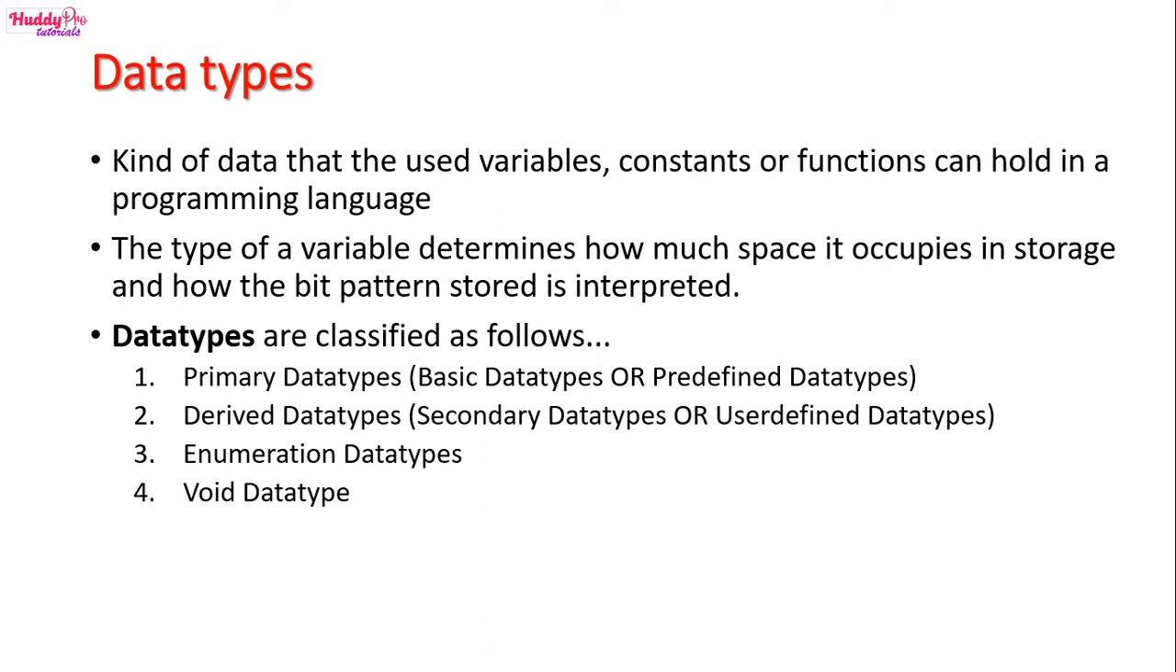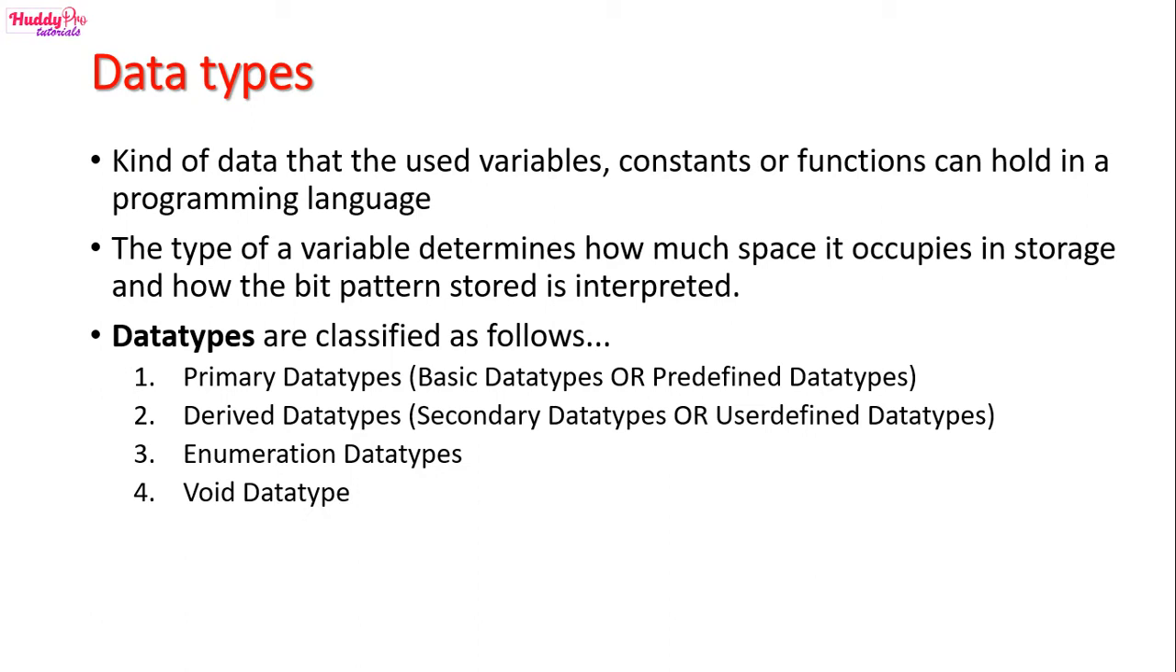The kind of data that the used variables, constants, or functions can hold in a programming language is known as the data type. The type of a variable can determine how much space it occupies in the storage. For example, if the variable is int, if it is a string, if it is a character, that type of the variable, the kind of the variable, will determine how much space it will occupy in storage and how the bit pattern stored is interpreted.